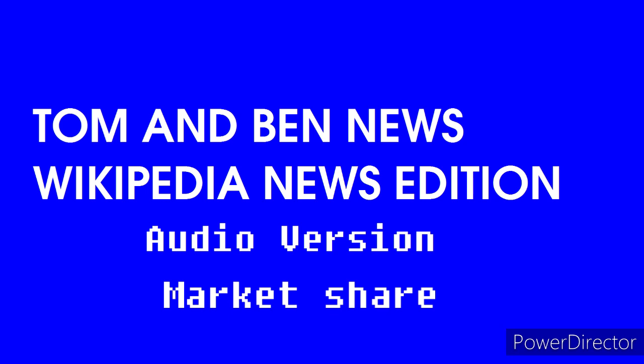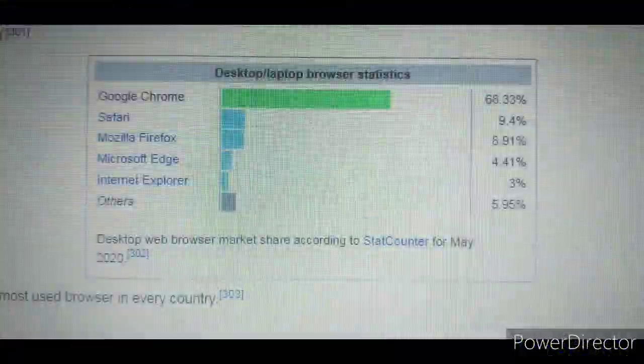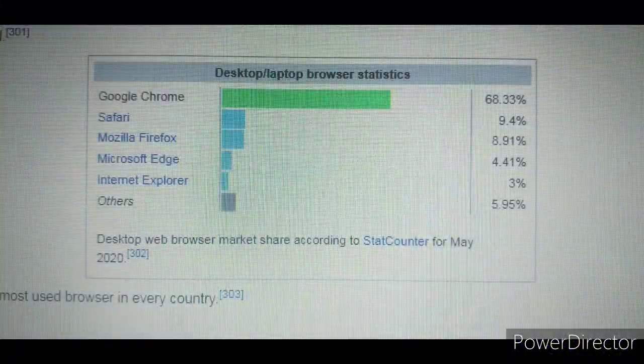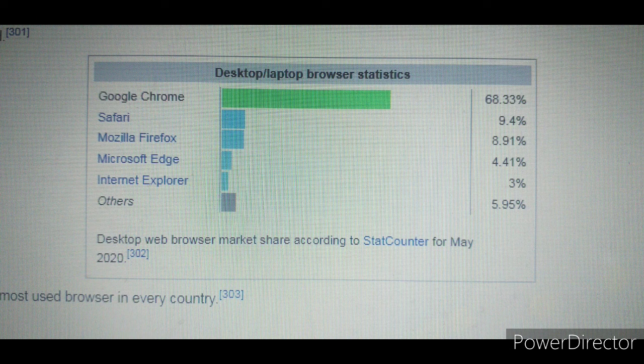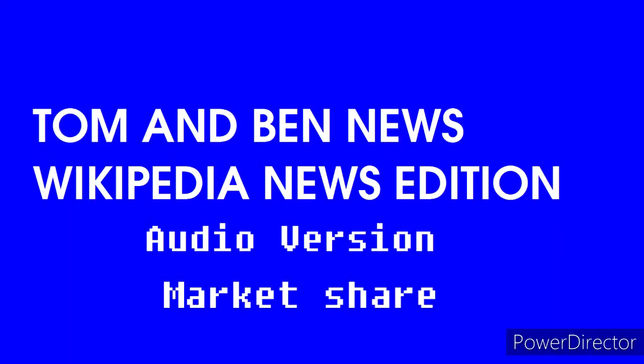In August 2013, Chrome was used by 43% of Internet users worldwide. This study was done by Statista, which also noted that in North America, 36% of people use Chrome, the lowest in the world. As of May 2020, Chrome is the most used browser in every country.